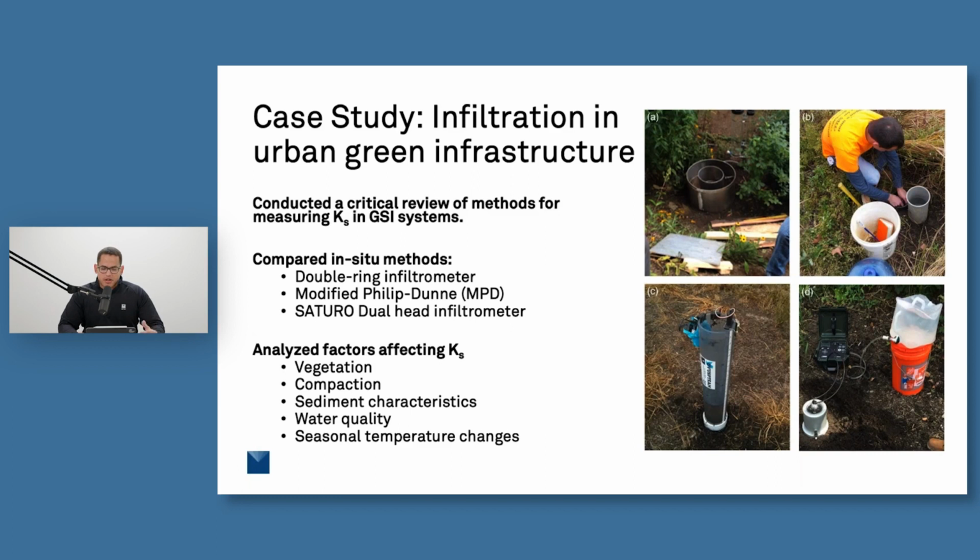During the study, the authors conducted a critical review of field and laboratory methods used to measure KSAT in GSI systems. They compared various in situ methods like the traditional double ring infiltrometer. They also looked at the modified Philip Dunne and the SATURO dual head infiltrometer. And they also examined factors causing spatial and temporal variations in KSAT, including vegetation, compaction, sediment characteristics, water quality, and seasonal temperature changes. And so these are all some of the things that we hit on earlier.